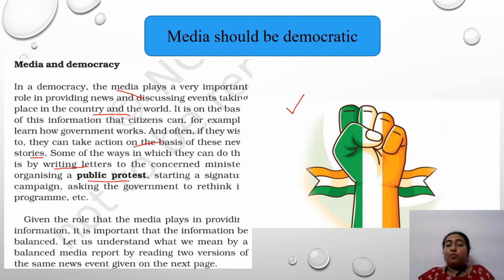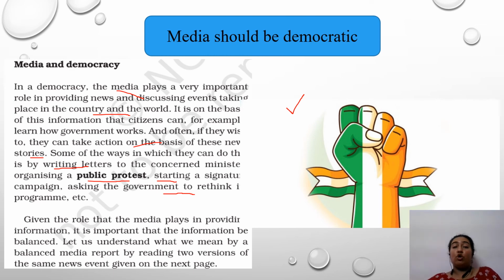So that is a public protest. You know, starting a signature campaign or petition. We need 1,000 signatures. We need 1,000 people to sign this petition, asking the government to rethink if it is implementing or changing or introducing a new program or a scheme. So in this way, media is free to show.